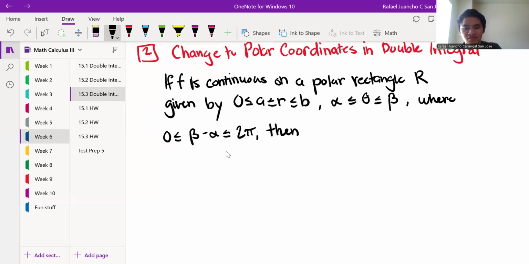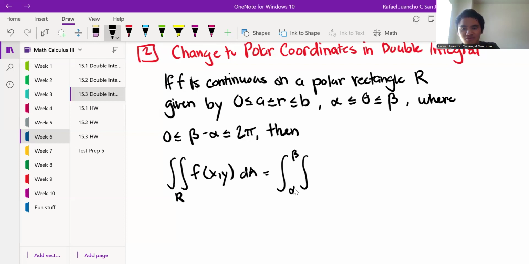Then, so here's the integral. I'm just going to hop right into it and then maybe do a bit of an example here. This is equal to the integral from alpha to beta, the integral from a to b, of some function f, which has r cosine theta, r sine theta, and then r dr d theta.